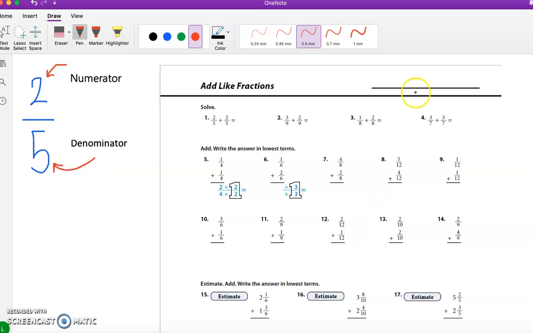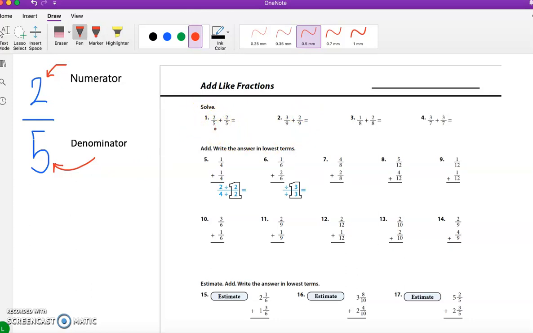Whenever I'm doing the questions here with you, please remember that I'm going to be referring to these two terms, and please get yourself familiar with numerators and denominators, okay? So let's do number 1 together.